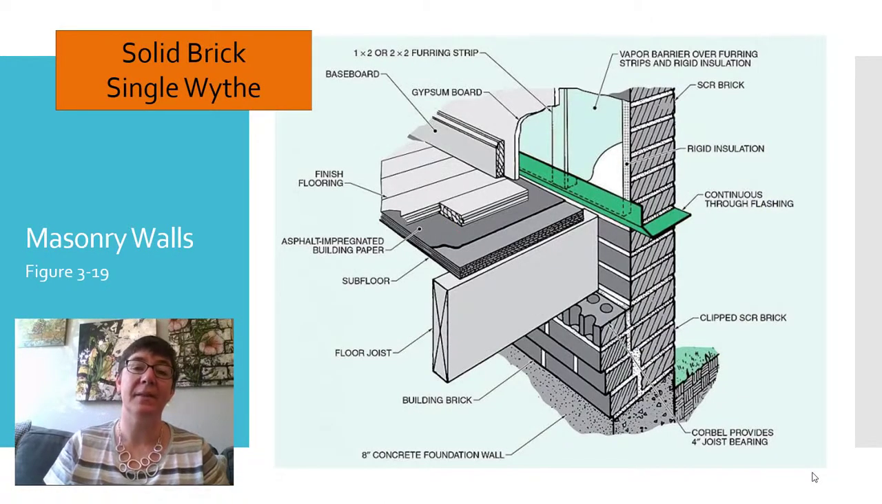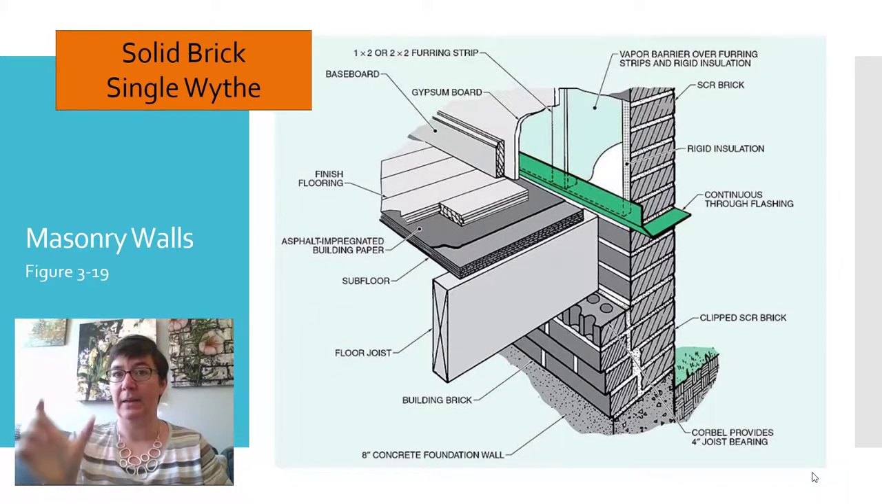So here's an example from your book. We're on figure 319 of a solid brick wall. There's no cavity. Single withe. So there's only one layer of masonry and no cavity.